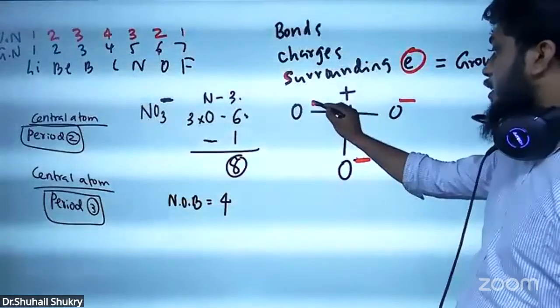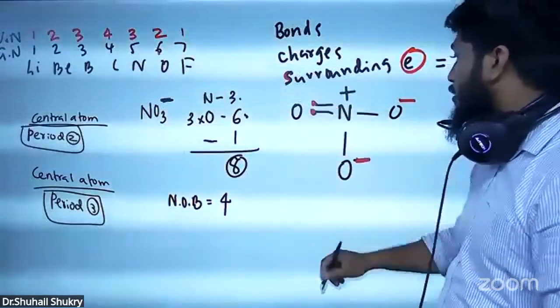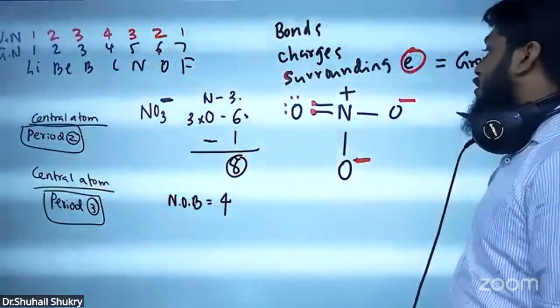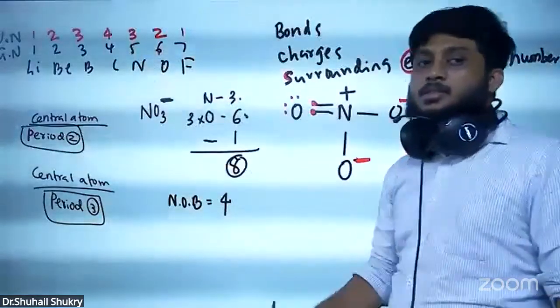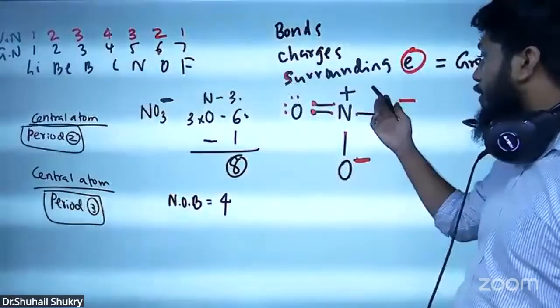Then oxygen has given how many electrons? 1, 2 have gone for bonding. First and second have gone for bonding. Then another 4 electrons I should draw on oxygen. Nitrogen should have how many electrons? 5 electrons. Then 1, 2, 3, 4. The fifth electron, what has happened?